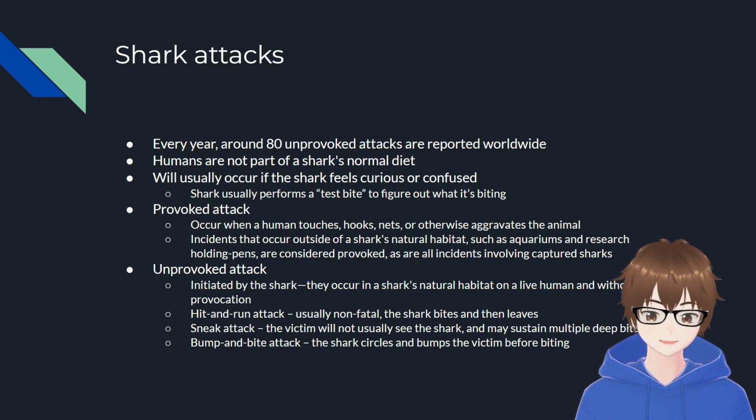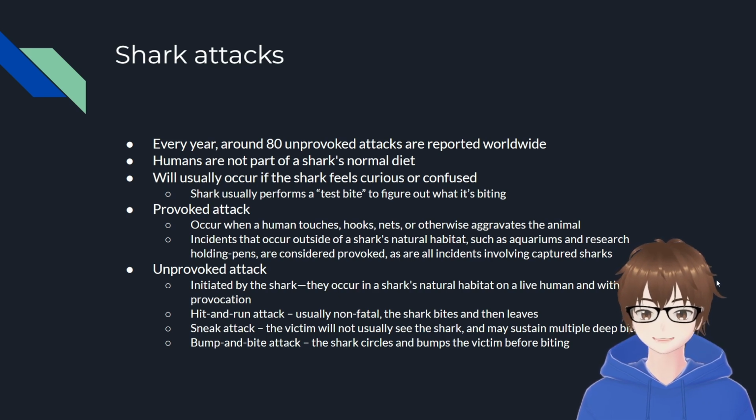So these are usually hit and run attacks. Well, actually, there are 3 different types. There are hit and run attacks, usually non-fatal, where the shark does a test bite and then leaves. Then there are sneak attacks, where the victim will not usually see the shark and will sustain multiple deep bites. This is where the shark is meaning to bite you, basically. And then there's the bump and bite attack, where the shark will circle and bump the victim before biting it.